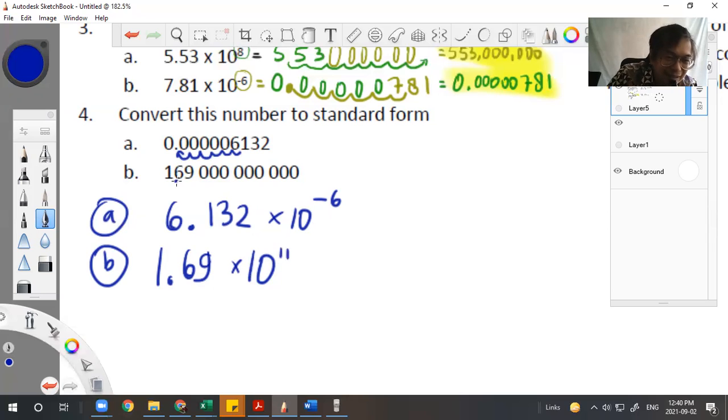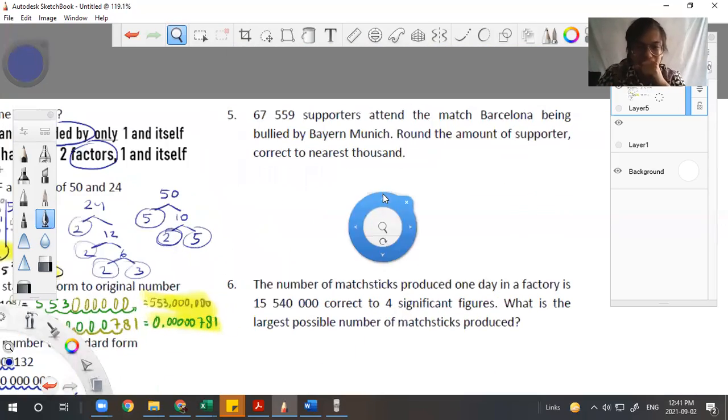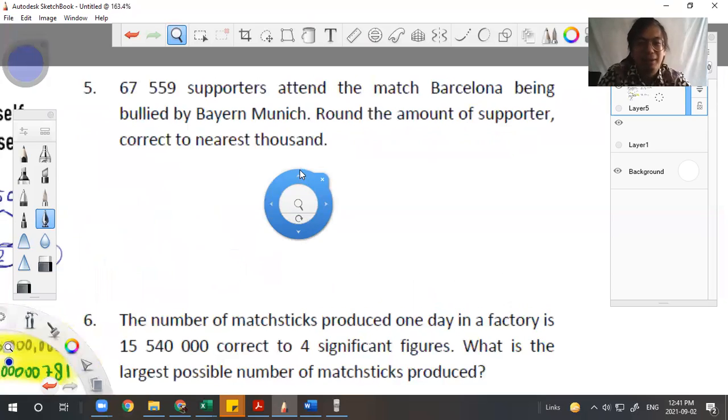Is it right? Let's check. 1, 2, 3, 4, 5, 6, 7, 8, 9, 10, 11. Nice. Good job. All correct. Number 5. Oh, this is easy.